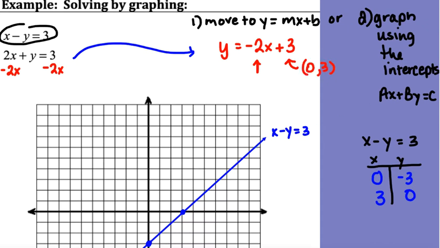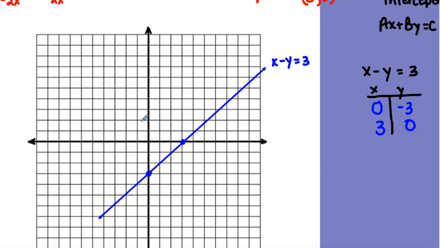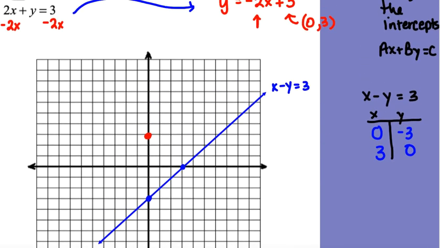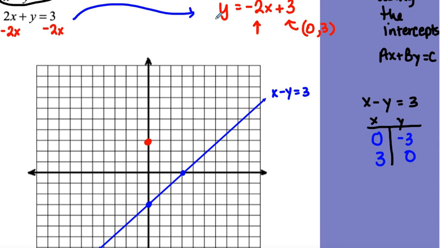All right, so I'm going to start by plotting my y-intercept of (0, 3), which is 1, 2, 3. And I'm going to use my slope of negative 2. So that means down 2, left 1. So I'm going to go down 2 and to the left 1 and plot a point. I'm going to do it again. Down 2 and to the left 1, and I'm going to plot a point. And then I'm going to draw my line.